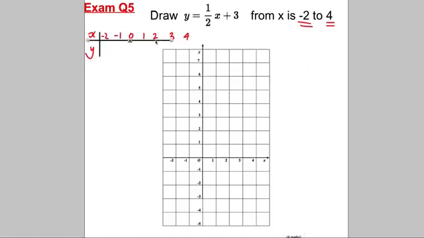Okay, and what we're going to do is we're going to start with the easy numbers. The numbers that we can multiply by a half. So I'm going to start with 0. A half times 0 is 0, add 3 would be 3. I'm going to then go to 2, just because it's easier. A half times 2 is 1, 1 add 3 is 4. Then I'm going to try 4. A half times 4 is 2, 2 add 3 is 5.